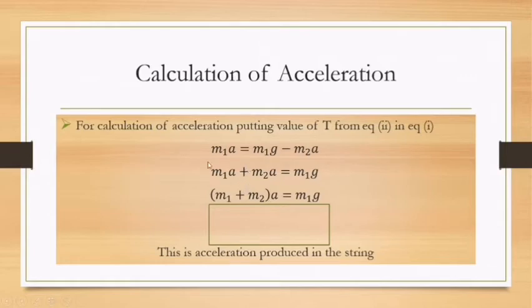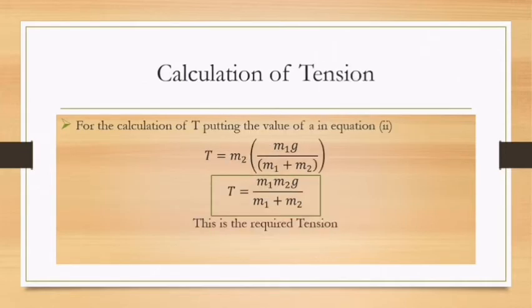a is common in these two quantities, so taking a as common, (m1 plus m2) a is equal to m1g. This quantity m1 plus m2 is multiplying with a. When we shift it towards the right hand side, it will be divided, and we get the expression for the acceleration produced in the string. So this is our acceleration produced in the string, and this is the expression for the calculation of acceleration. Now we move towards the calculation of tension.